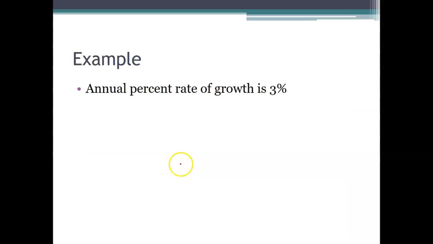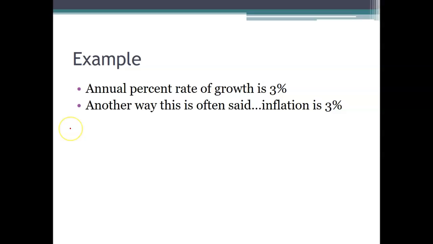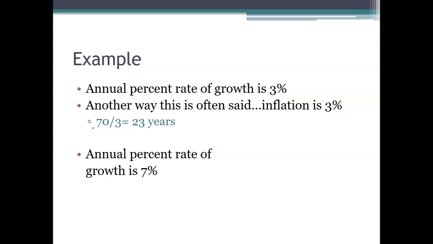So an example, if you have an annual percent growth rate of 3%, in a pinch, you can use inflation. There is some correlation there, although if you can, don't do this. But if you're given those numbers, you're given those numbers. So 70 divided by our 3% growth rate means this economy would double in the next 23 years, assuming a consistent 3% growth. So if you have an annual percent growth rate of 7%, how long do you think it will take to double? Go ahead and try it. 10 years.